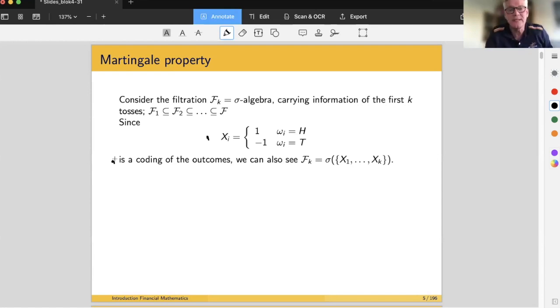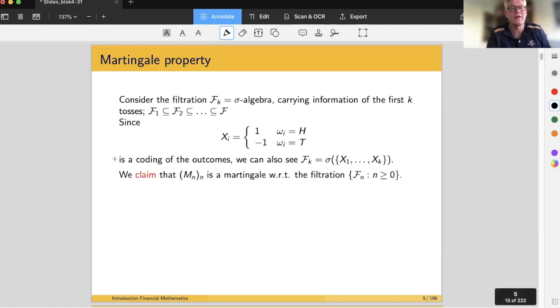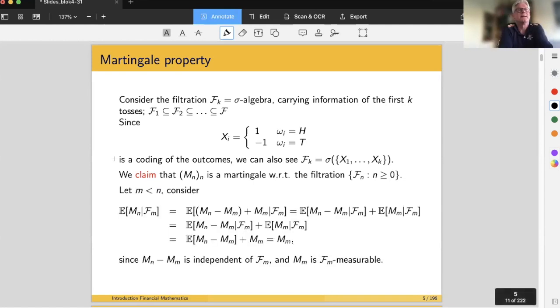There are 2 properties that need to be satisfied in order to have the martingale property. And that is adaptivity. So the process should be adapted, and that is clear. M_n depends on the first n tosses. So M_n is F_n measurable. So if I know in which element of F_n my outcome lies, then I'm able to determine the value of M_n.